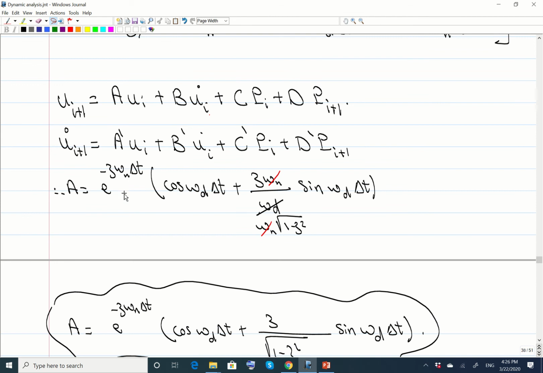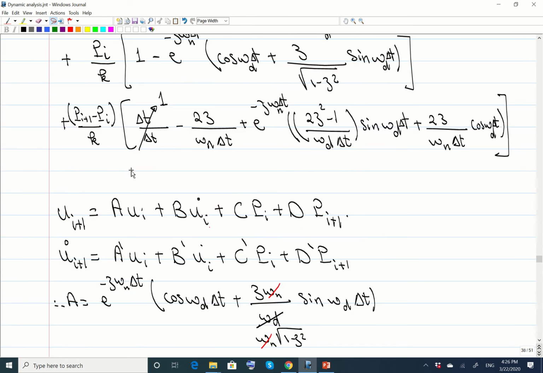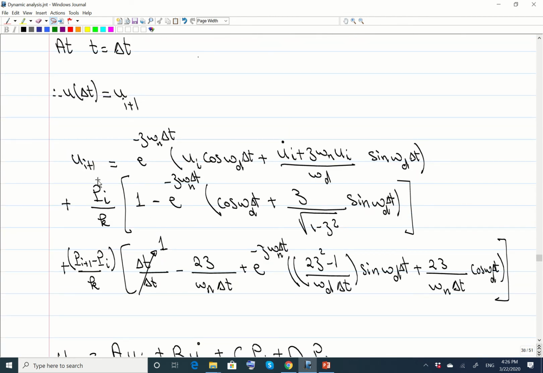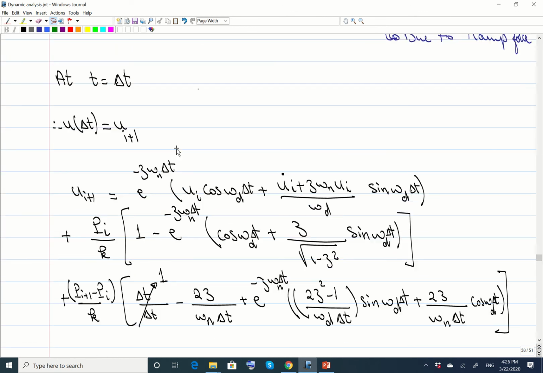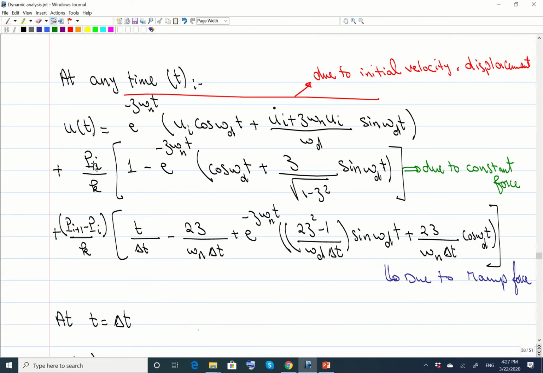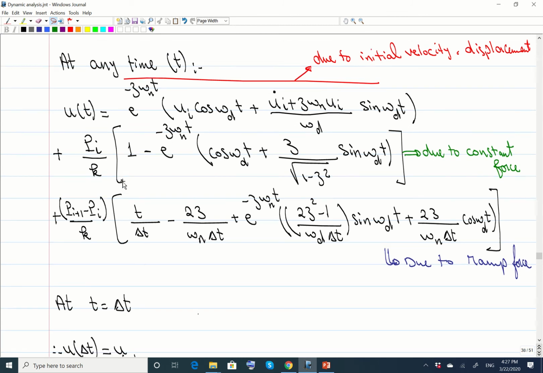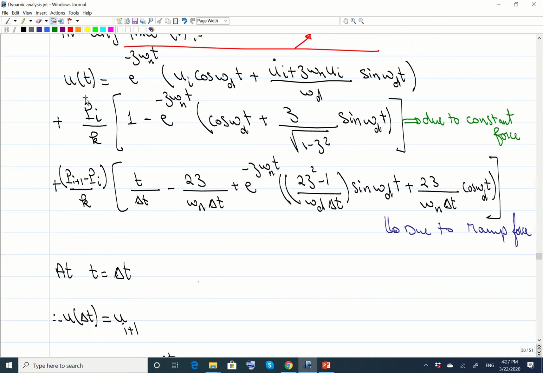Those are A, B, C, and D. Then also finding the derivative, finding u dot, finding the derivative of the equation over here. If you derive u of t and then put t equals delta t, you're going to be able to find u dot at i plus 1, at the end of the time step. You derive this, and you're going to find u dot of t.